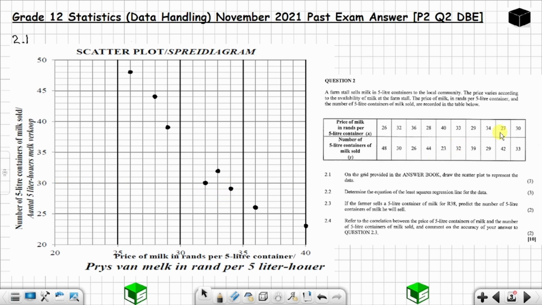And now it's 27 and 42. Where is 27? There is 27. Can you see 25, 26, 27? It goes together with 42. There is 40, 41, 42. And the last point is 30 and 33. There is 30. Where is 33? There is 35. So 34, 33. So this is 30 and 33. And we are done. So this is the scatter plot they want you to draw. Now let's do the next question.